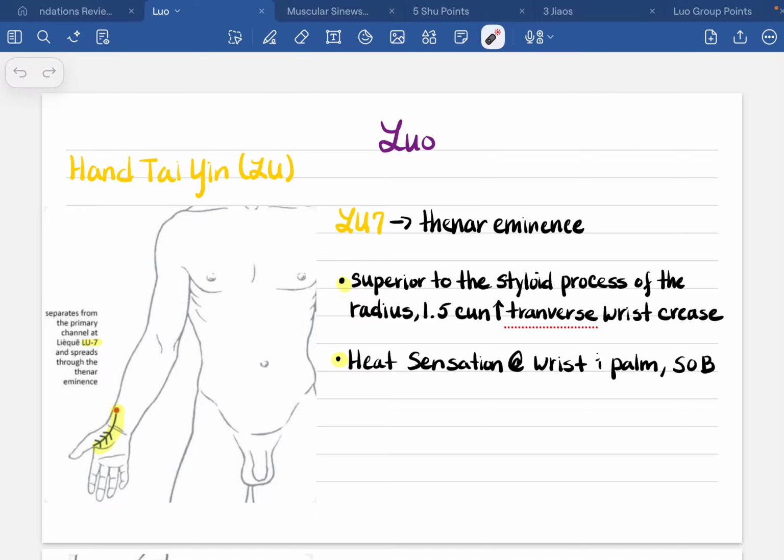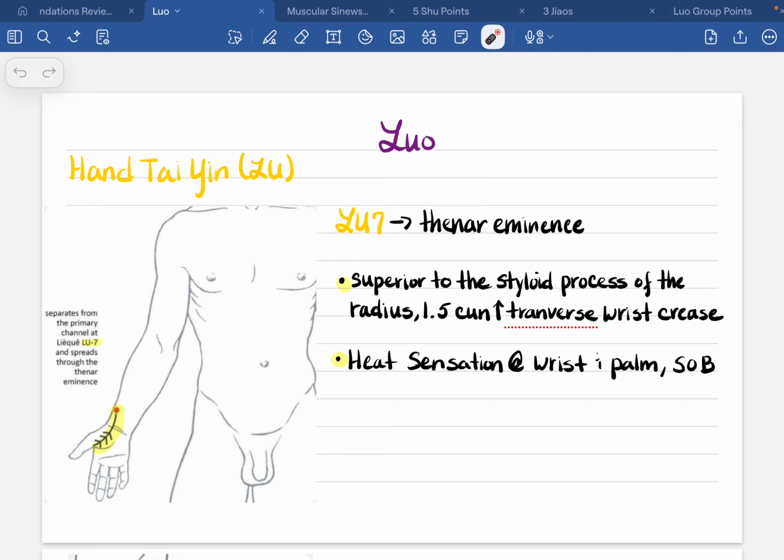Now the Luo point of the lung is lung 7. It goes and spreads to the thenar eminence, you see right here. It is superior to the styloid process of the radius. So the radius means you know where the thumb is. We probably can all feel the styloid process, right? It's superior to that, and then 1.5 soon up from the transverse wrist crease. And that's where lung 7 is.